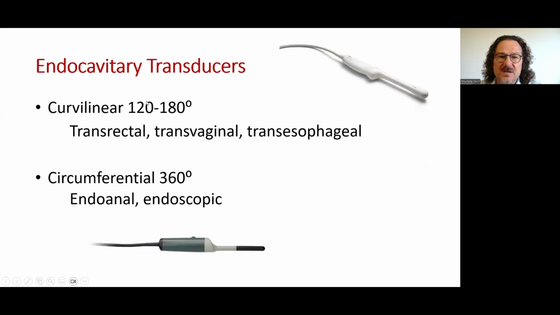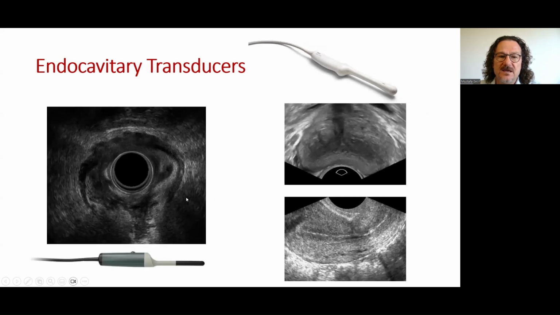Endocavitary transducers may be curvilinear or circumferential. Here are the examples. This is the circumferential. You see the rectum tumor, and we can evaluate the rectum circumferentially. This is a transrectal image of the prostate, and this is the transvaginal examination of the uterus. You see the details.